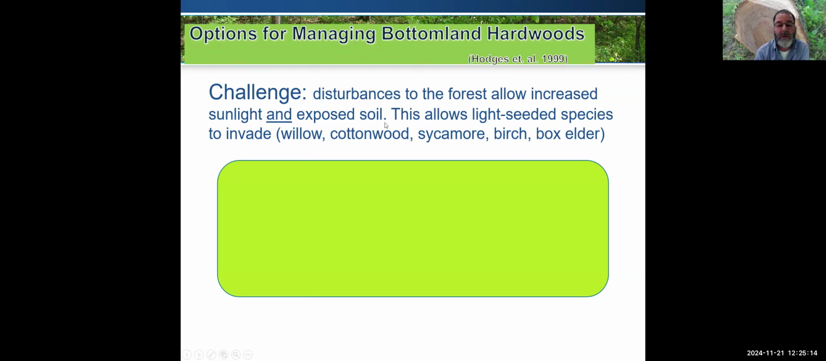And both of these, when worked together, particularly this exposed soil, allow an issue to arise. And that's where the light-seeded species, these undesirable willows and cottonwood, sycamore, birch, box elder, and so forth, invade. Because, of course, these are all small seeds, and they need to really land on bare mineral soil to germinate and to do well, because the little roots don't penetrate through much organic matter, leaves and so forth, if they just land on the top. But boy, when the soil's exposed, you open up a whole issue.